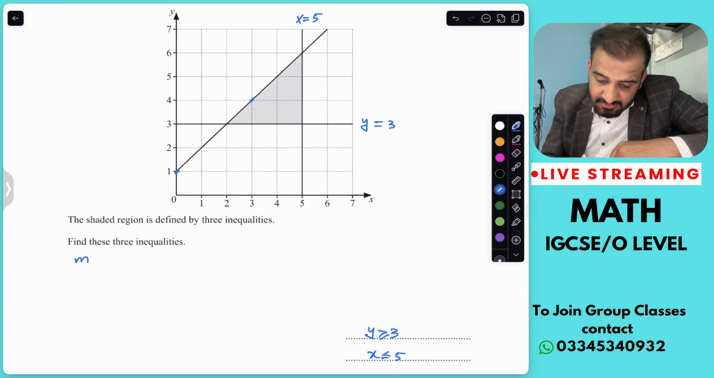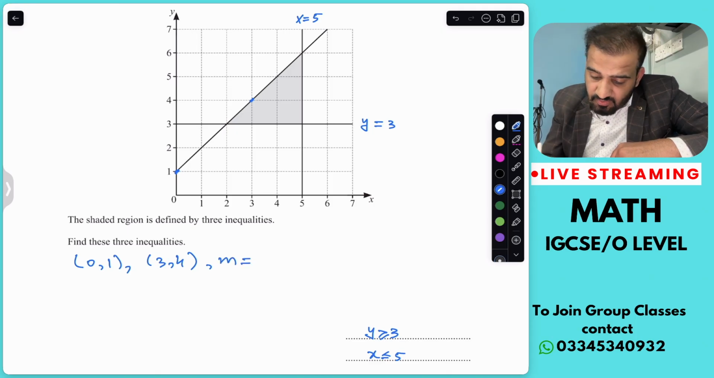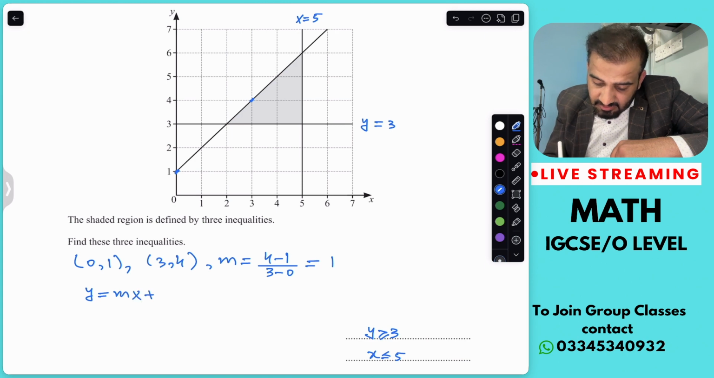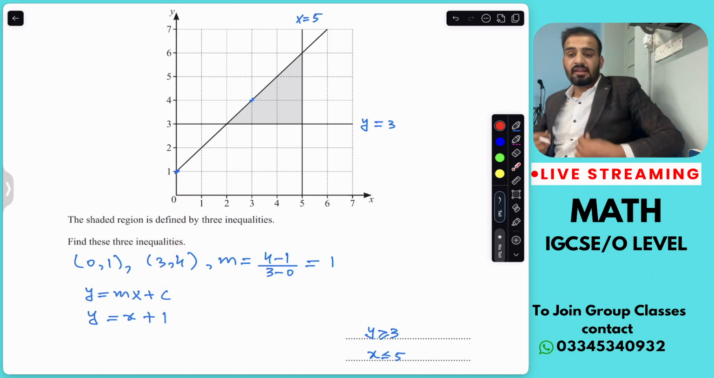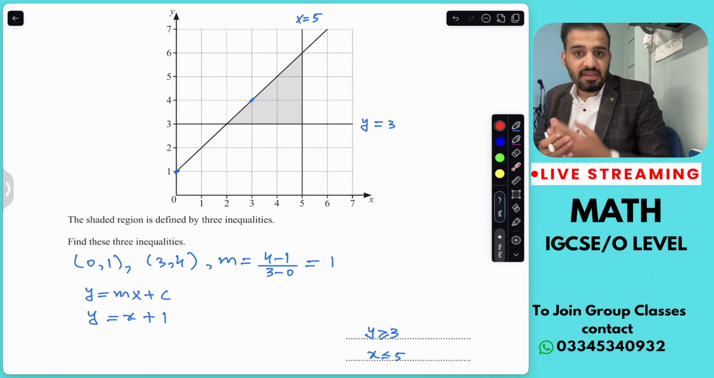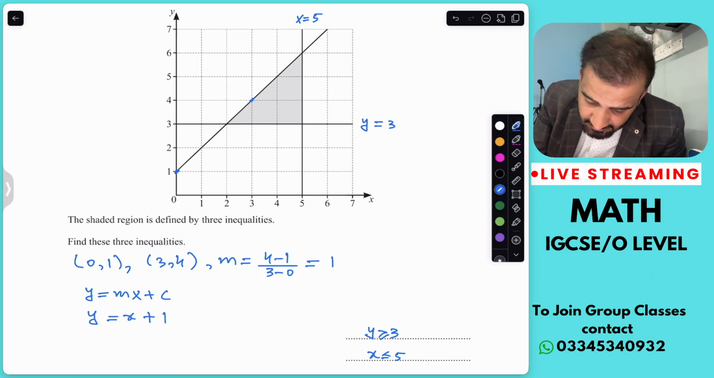So what will be my gradient? The points are (0, 1) and (3, 4). My gradient is y2 minus y1 over x2 minus x1, which is 4 minus 1 over 3 minus 0, which is 1. So y equals mx plus c, y equals x plus c. What is c? c is the y-intercept. The line is intersecting the y-axis at 1, so c is equal to 1.